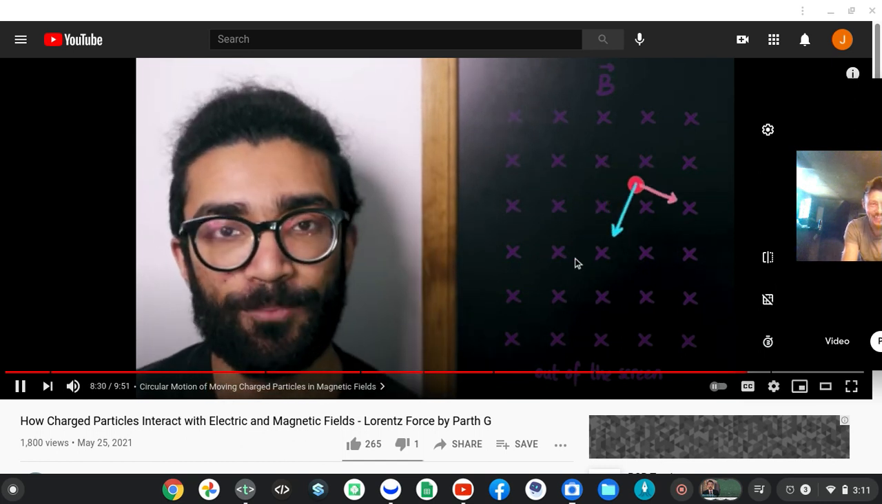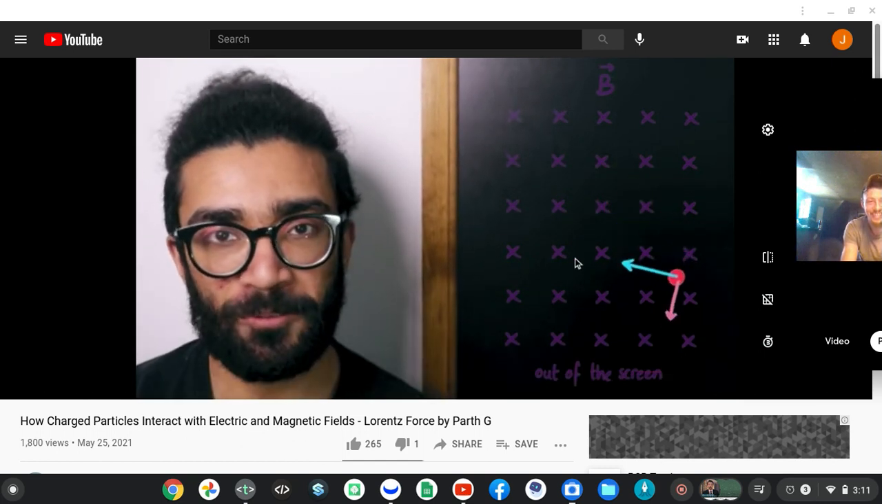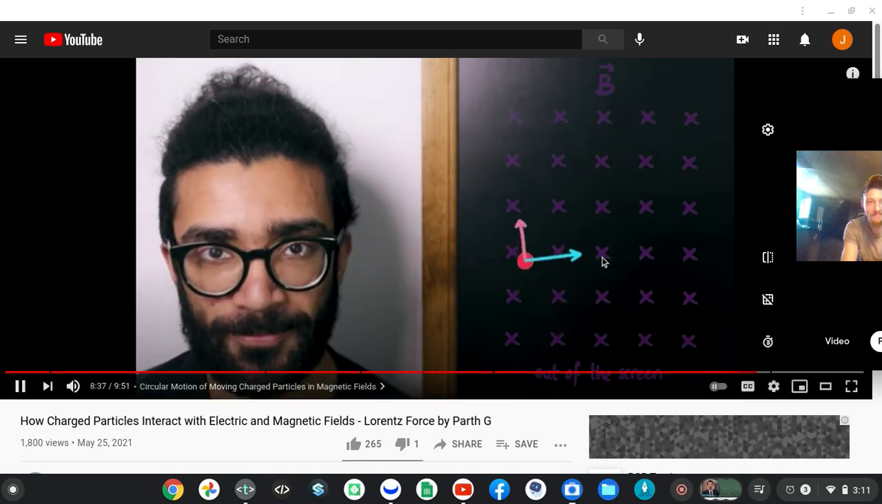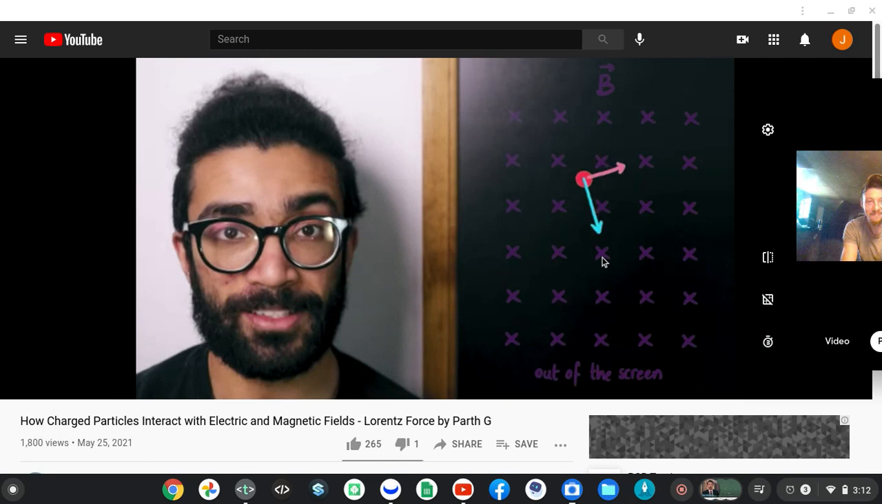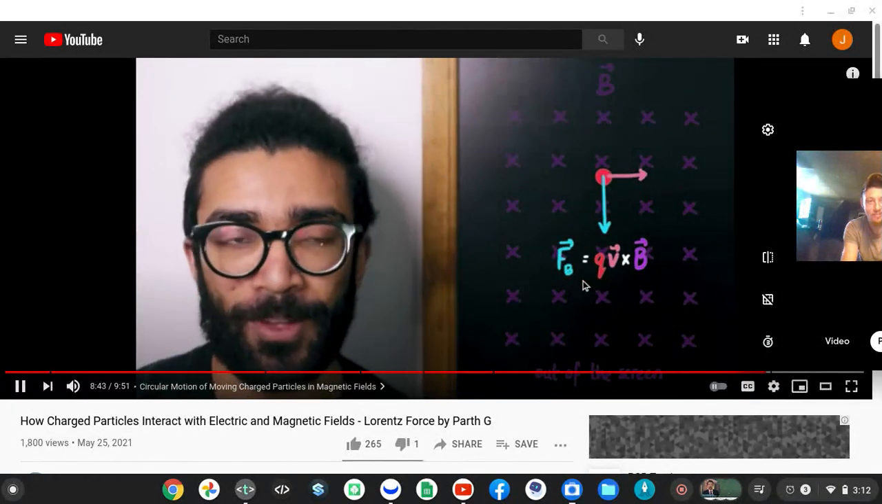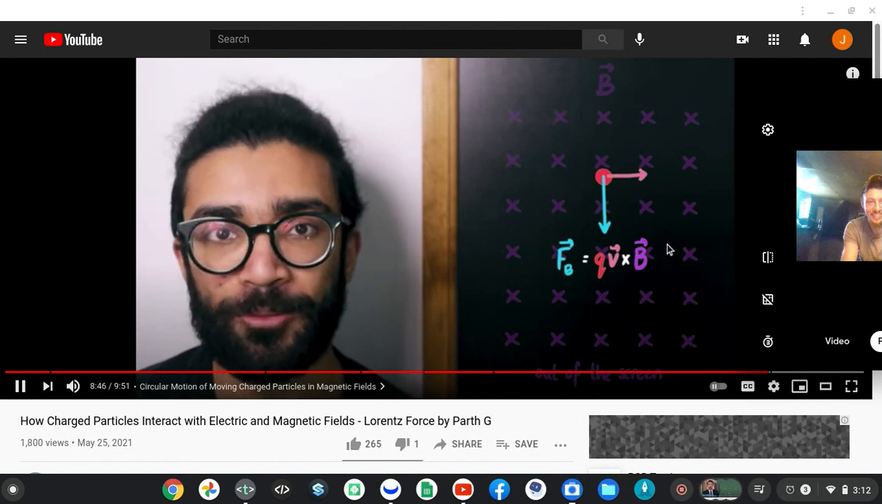And so what we see here is that the force exerted by a magnetic field on a moving charged particle causes it to move along a circular path. But the most essential point that we've seen here is that a magnetic field can exert a force in the first place on a charged particle. And that force is given by QV cross B.